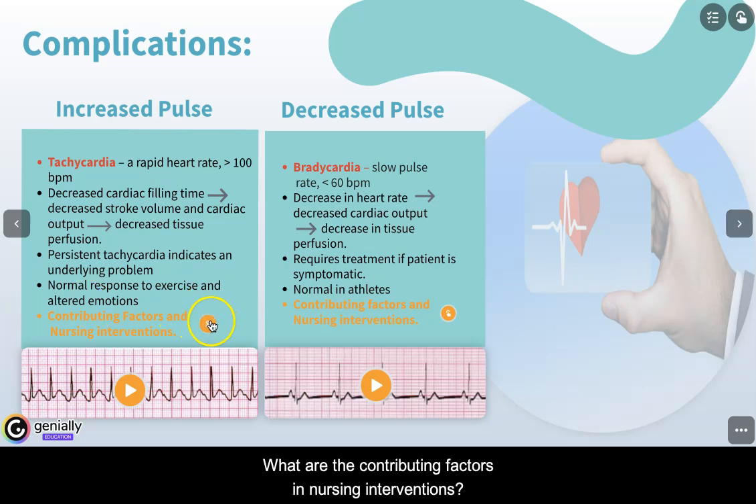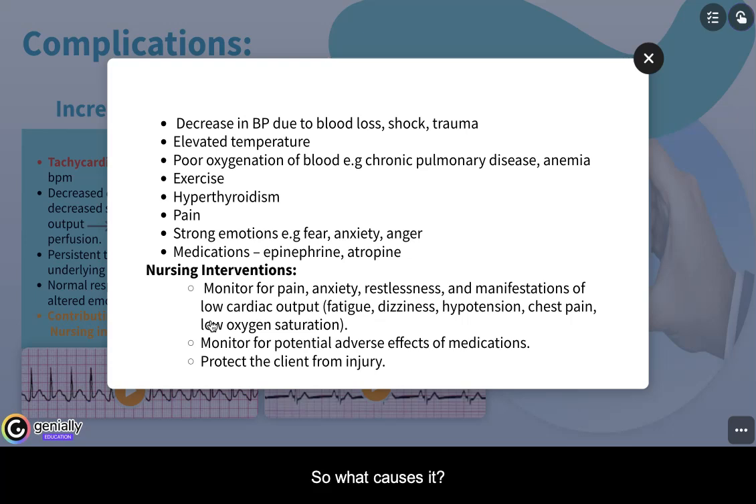What are the contributing factors and nursing interventions? So what causes it? Decreased blood pressure due to blood loss, shock, or trauma. For example, people in car accidents, or they're bleeding out, or they're in shock. If they lose blood, their heart is trying to compensate, and so their heart rate goes up. If their temperature is high as well, that also increases their heart rate. Then poor oxygenation of the blood. For example, people who have anemia or COPD usually have higher heart rates because their heart is trying to compensate, right?